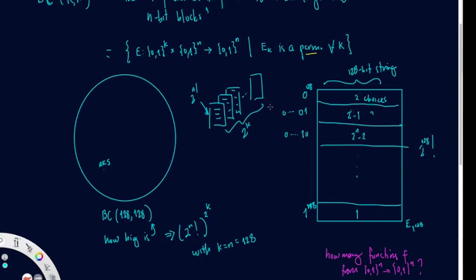Okay, so that's how we get the sizes of Perm n and of BC_{k,n}, the set of all block ciphers with k-bit keys and n-bit blocks. And we've said that AES is one particular tiny point inside of this massive, truly massive set.